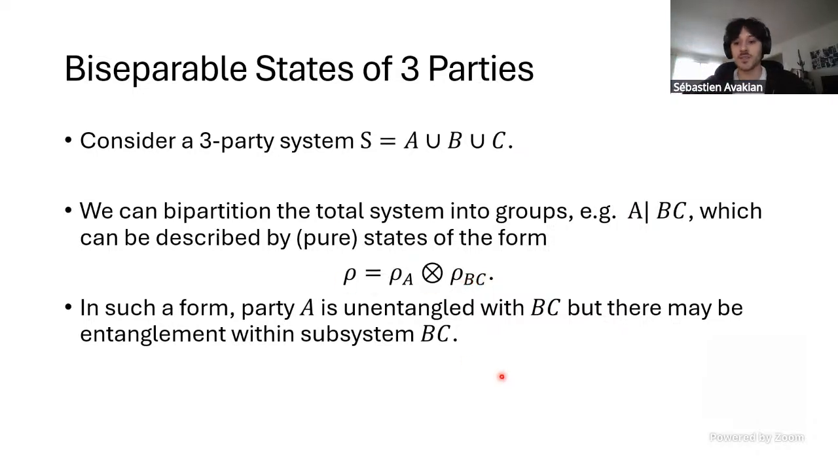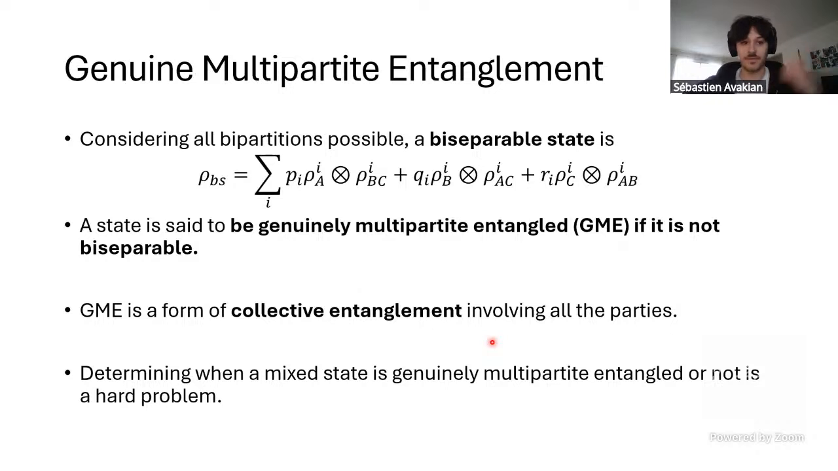Now, if we write it this way, we've naturally made it so that A and BC are non-entangled, because if you were to take any tracing operation, it would leave the other invariant. But it doesn't mean that this state rho is not entangled. It just means that there's no entanglement between A and BC. There can still be remaining entanglement in the subregion BC. And so if we then take the mixture of all possible partitions I can have and weight them by appropriate coefficients p_i, q_i, and r_i, which also form a probability distribution, then I could form a general biseparable state.